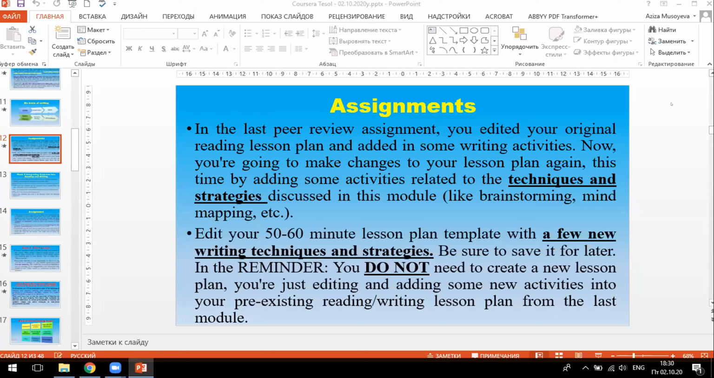Okay, yeah. In this assignment, they ask you to add some writing techniques and strategies. For example, mind mapping. Who knows about this mind mapping? What is it? Any ideas, please?